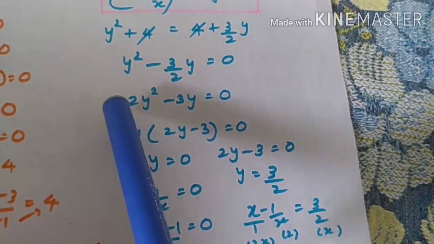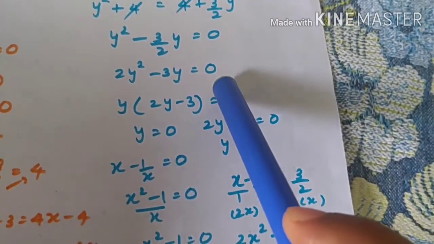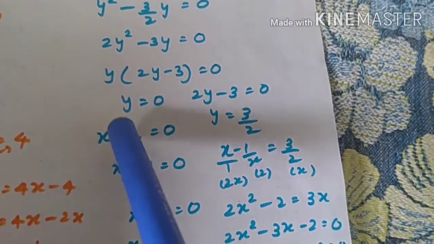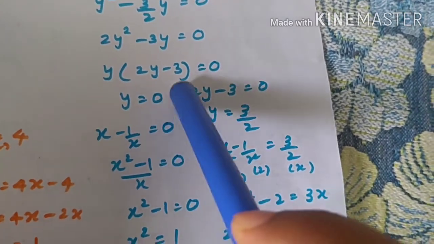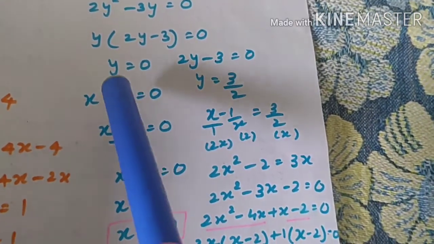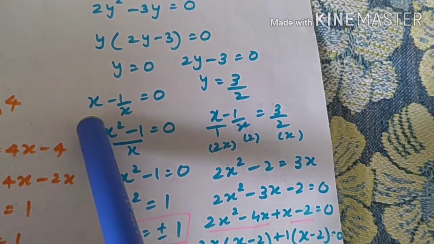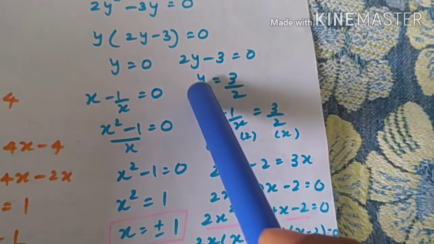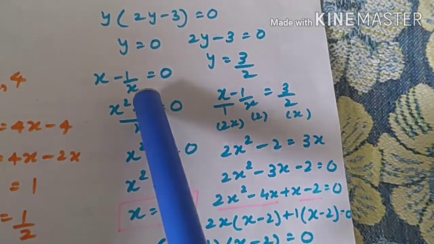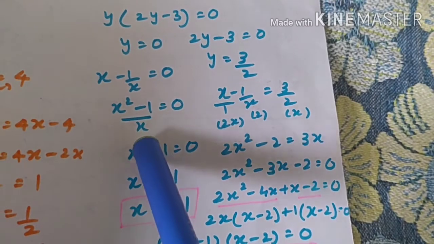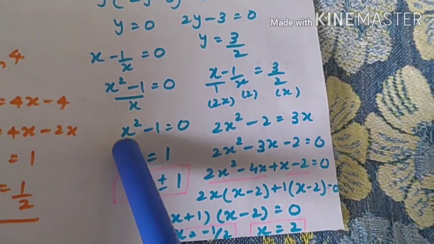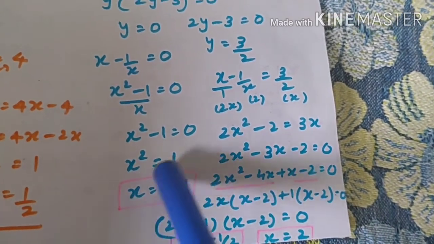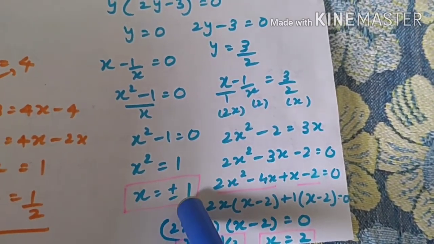Now taking LCM, 2y square minus 3y is equal to 0. Taking y common, y(2y minus 3) is equal to 0. So y is equal to 0, 2y minus 3 is equal to 0. Now for the y value, again replacing: x minus 1 by x is 0, and y is equal to 3 by 2, also placing the value of y here. Taking LCM again, (x square minus 1) upon x is equal to 0. So x square minus 1 is equal to 0. x square is equal to 1, and taking the square root, x is equal to plus or minus 1.